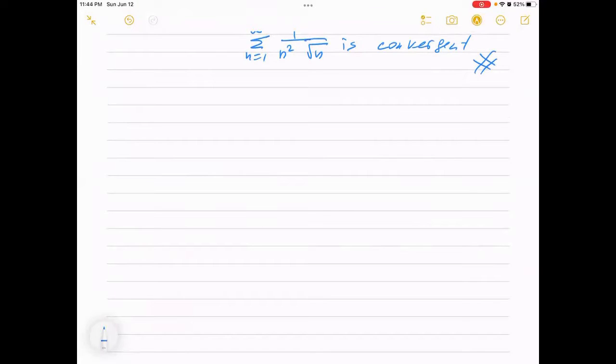Suppose we have the following situation. Suppose we have a series, an infinite series, sum of a_n from n equals 1 to infinity, and we know that it's convergent. We want to figure out what it is.